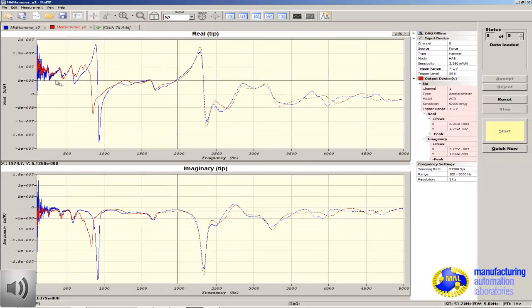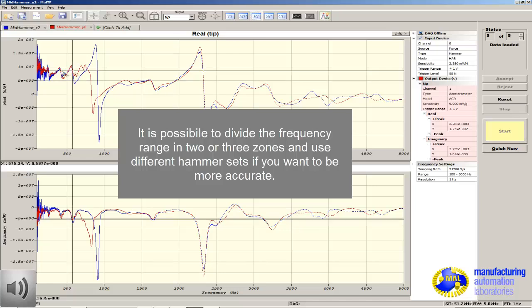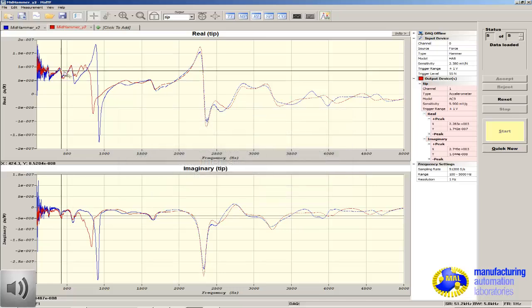It is possible to divide the frequency range into 3 zones and use different hammer sets if you want to be very accurate. If you are conducting high-speed machining, then the modes beyond, let's say, 400 Hz, they are the ones which will cause a problem. So this medium-sized hammer is good enough for practical reasons.